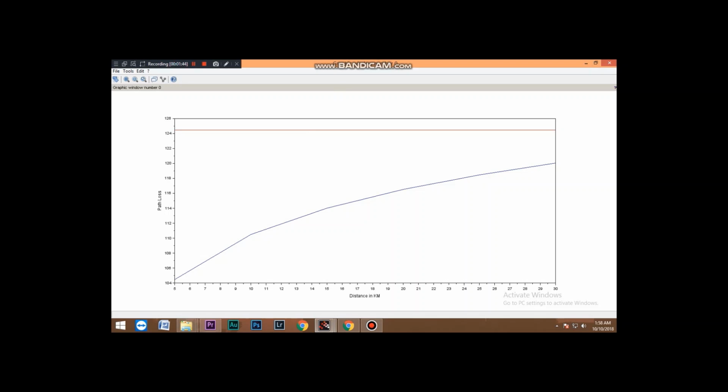So path loss is independent of frequency, and the received power is also proportional to ht square and hr square, meaning if the height of any antenna is increased, received power increases. And we conclude. Thank you.